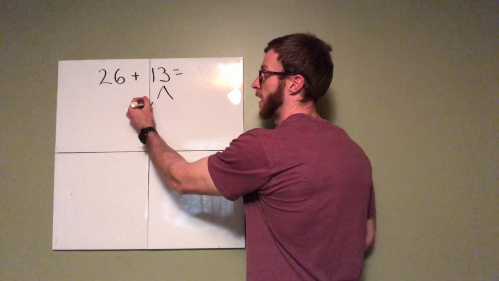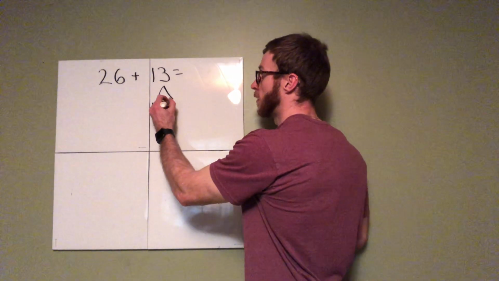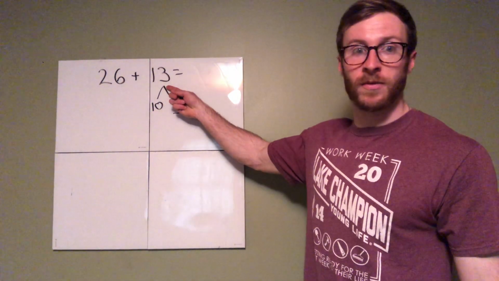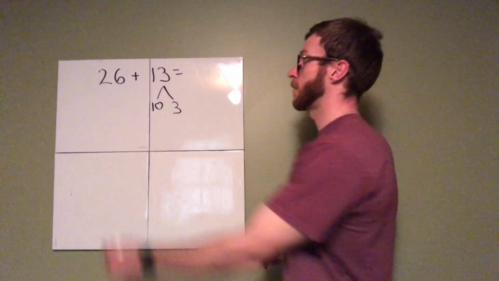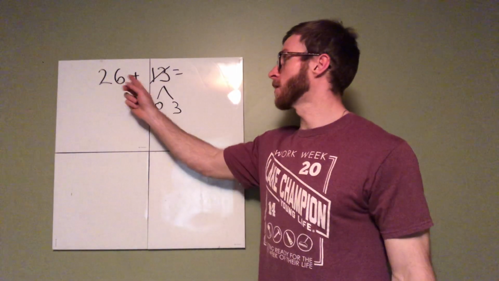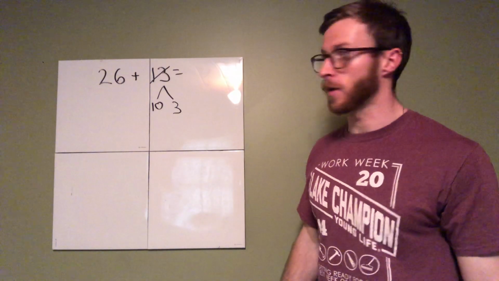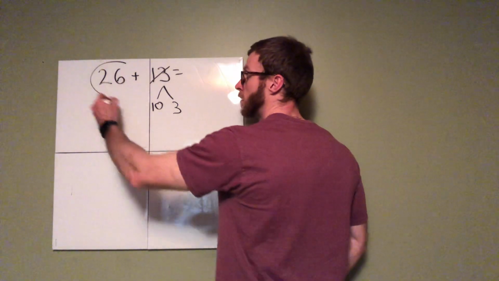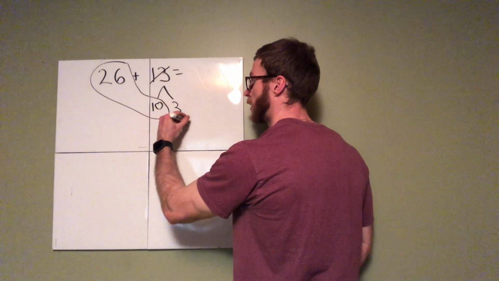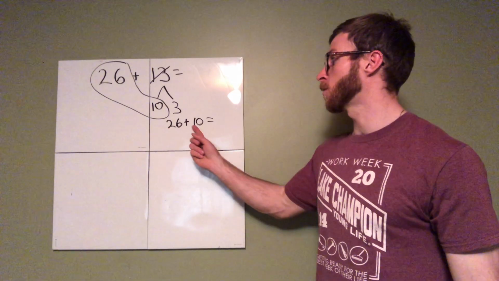I see that there's 1 ten, so I write a 10. I see that there are 3 ones, so I write the number 3. I just split apart my 13, so I don't have a group of 13 anymore, so I cross it out. So now I have 26 plus 10 plus 3, because remember, part plus part equals whole. Alright, so I'm going to do 26 plus 10 first.